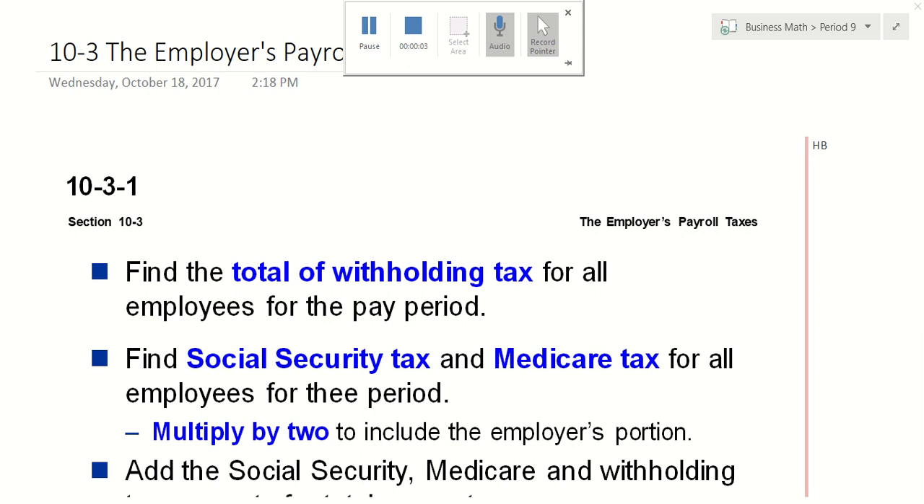10.3, the employer's payroll taxes. So now we're going to look on the side of the employer, not the employee, where we've been figuring out our paychecks before. Now we're going to see what the employer does to pay you.